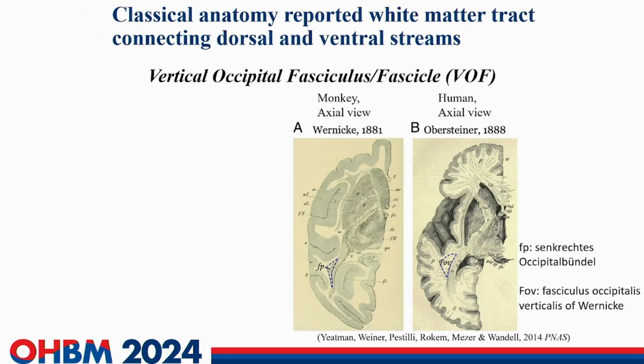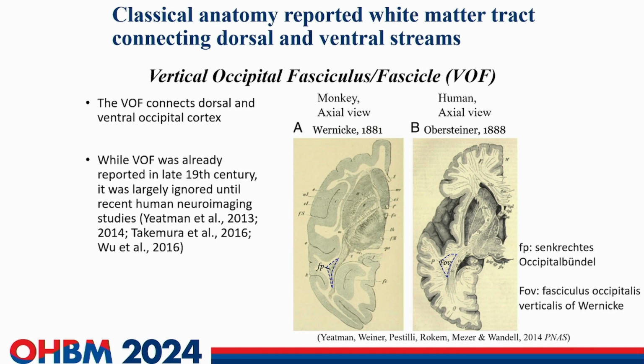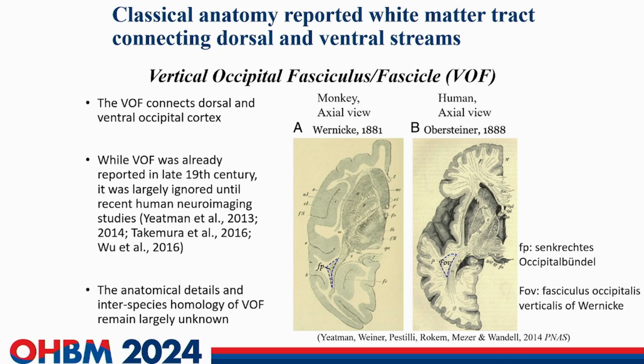Getting back to the old literature, in the late 19th century there was a good series of work reporting a fiber pathway named the vertical occipital fasciculus, which hereafter I will call VOF. This is one of the association white matter tracts connecting dorsal and ventral occipital cortex. It was well described in a couple of classical books, but was largely ignored until the recent human neuroimaging rediscovery. Therefore, the anatomical detail and interspecies homology of this pathway remain largely unknown.